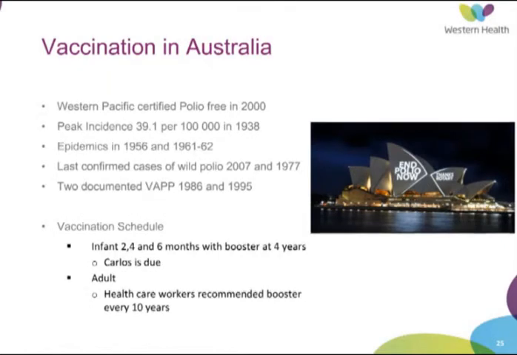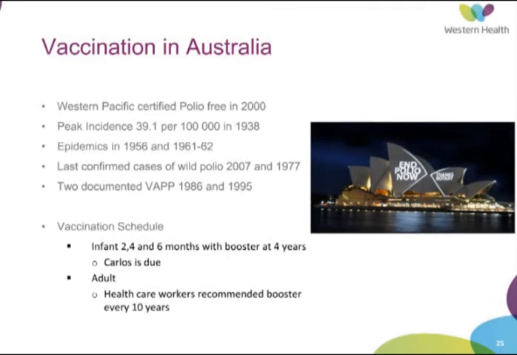The vaccination schedule in Australia is that the recommendation is that children are immunised at 2, 4, and 6 months and then get a booster at 4 years. And so this is included in the schedule with other vaccines at that time. So it's got a reminder there to Dave that his baby's due.